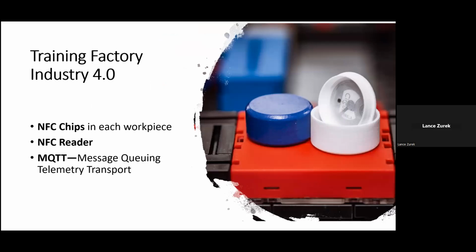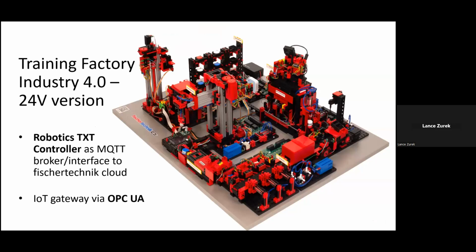Now, as there are two variations of this model, let's go over what makes them different aside from the voltage requirements. We're going to begin by focusing on the 24-volt version and what makes it unique. First off, it is a bit of a hybrid in that while requiring a PLC for operation and control, it also incorporates one fischertechnik robotics TXT controller. In this case, the TXT controller serves as the MQTT broker and interface to the fischertechnik cloud-based dashboard.